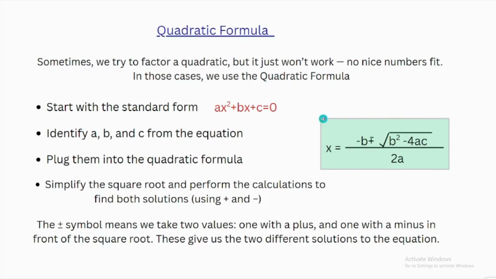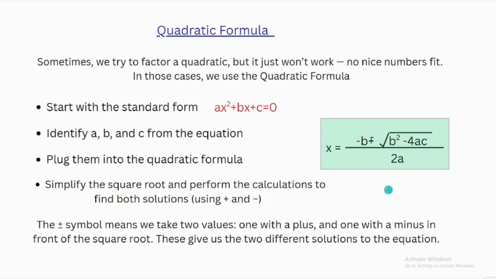This is the quadratic formula. We have to memorize it and use it in case we can't factor with the previous ways. x equals negative b plus or minus the root of b squared minus 4ac, all over 2a.